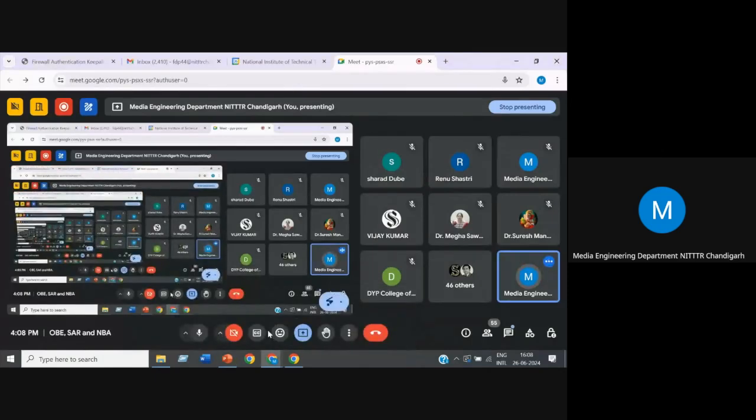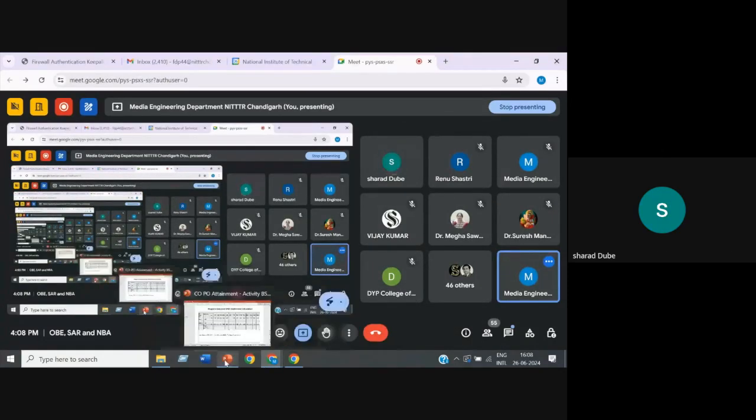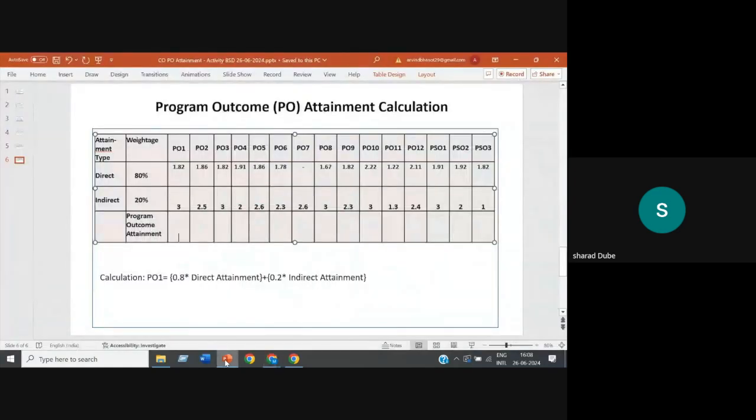Am I audible? Yes, sir, you're audible. For PO1, what will be the answer? 1.82 into 0.8 plus 3 into 0.2. So what will be that answer? So let's complete. This is the last slide, last table.